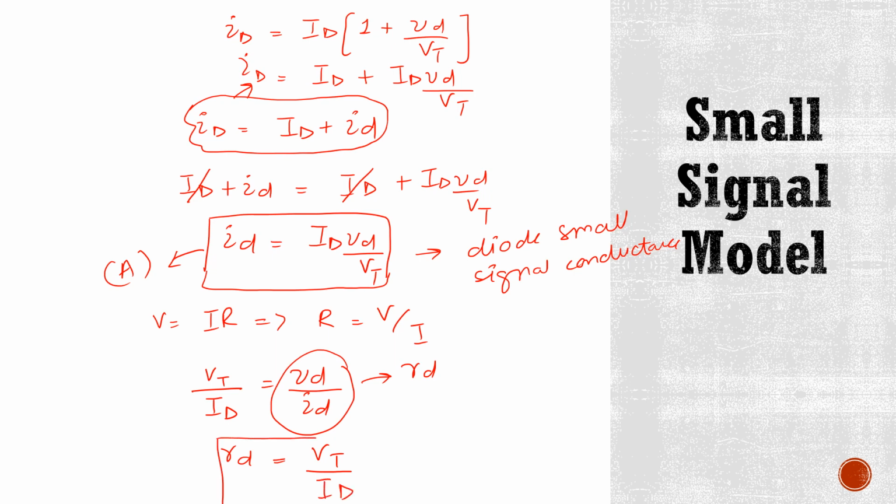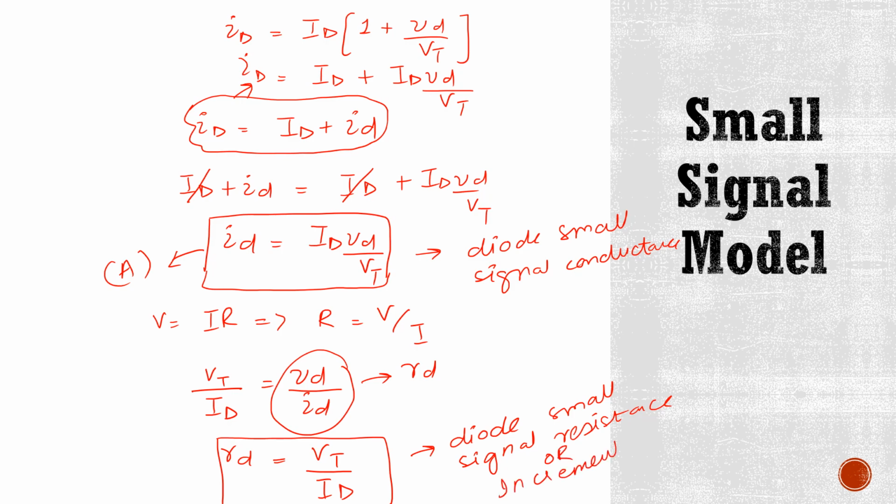Now this equation is called diode small signal resistance or incremental resistance.